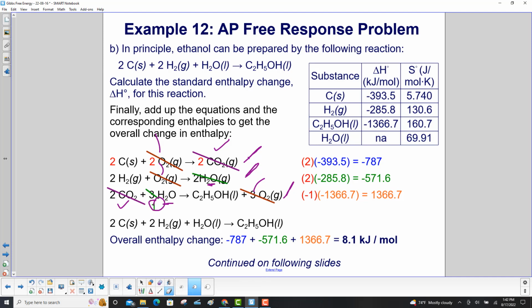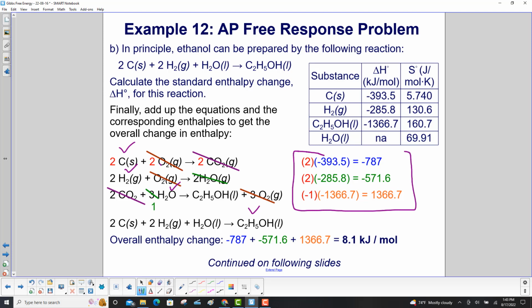So let me just erase my marks there. And if you'd like, pause and take a look at this and make sure it makes sense to you. And if not, we can keep going. Add up what's left over, and we have 2 carbons, 2 hydrogens, and a water. And on the right side, all we have is the ethanol. Here's the enthalpies we got from the previous slide. Add them together, and we get an overall enthalpy change of 8.1 kilojoules per mole.